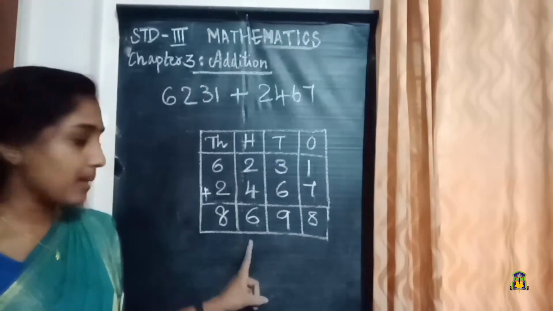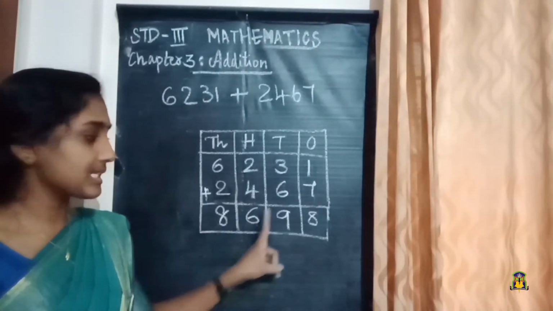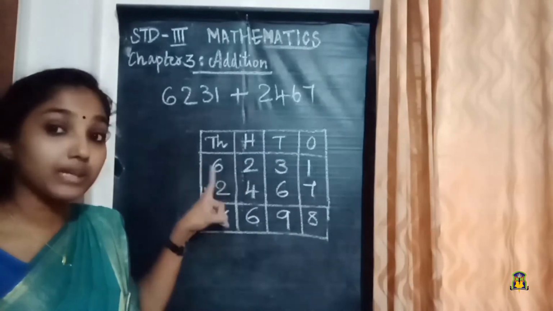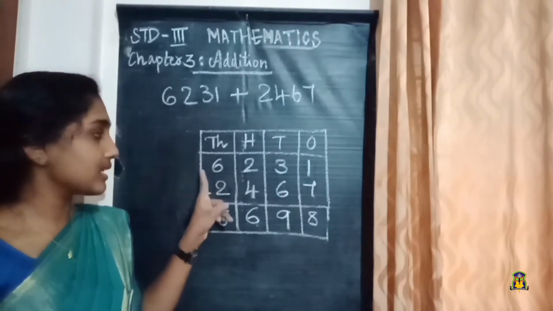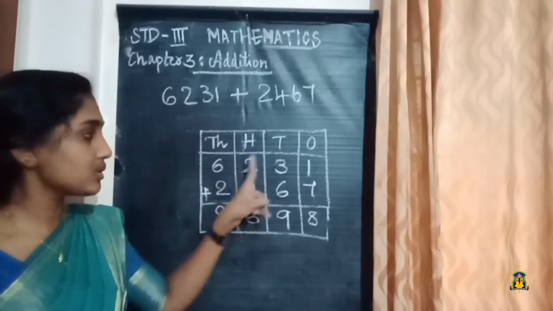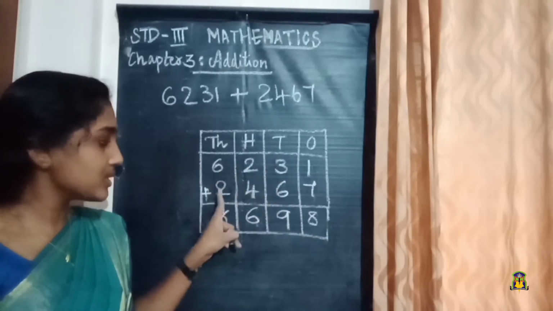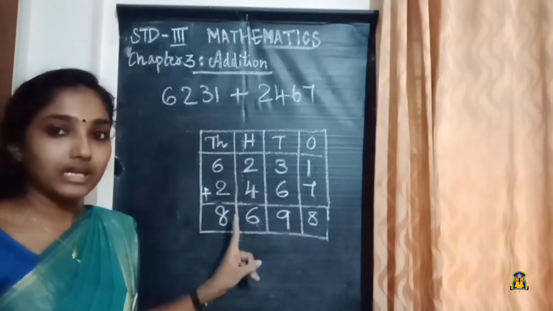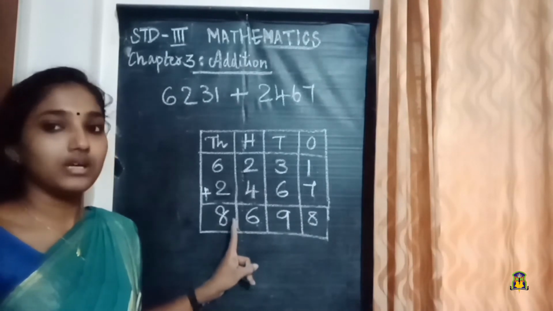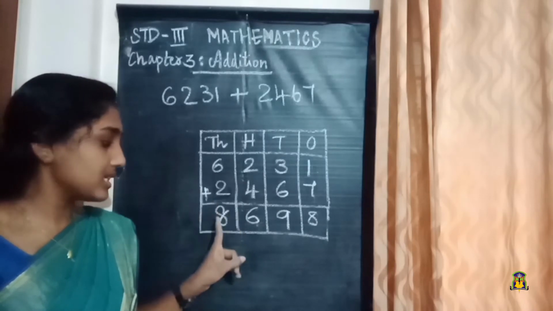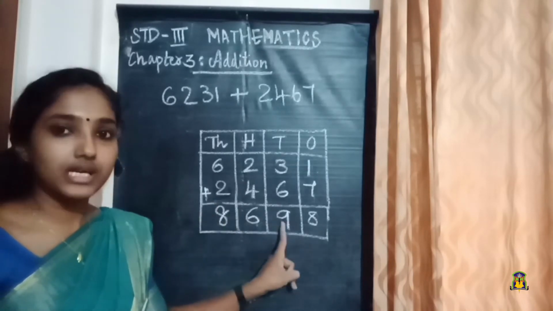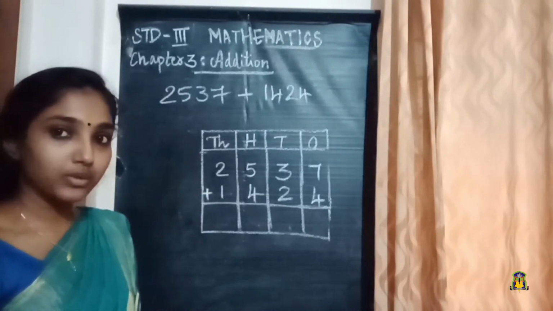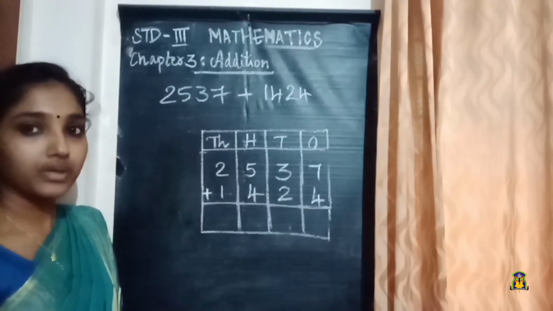So, our sum is 8698. So, we have added two numbers, and these numbers are called the addends. And here the addends are 6231 and 2467. And we got the answer, and the answer of addition is called the sum. And it is 8698 here.